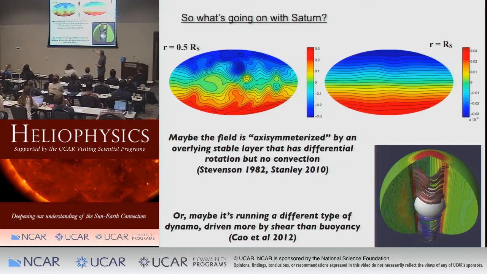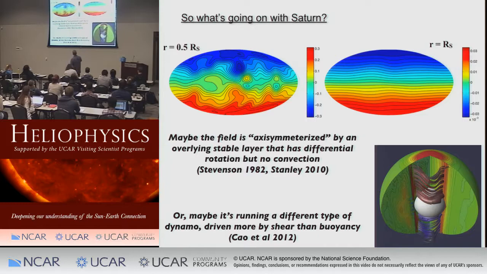This is the top of the dynamo region at 0.5 RS, that should be, oh yes, Saturn now. So this is the top of the dynamo region in Saturn, and this is the surface. So between where the dynamo operates and the surface, there might be this differential rotation that stretches out the field and axisymmetrizes it.